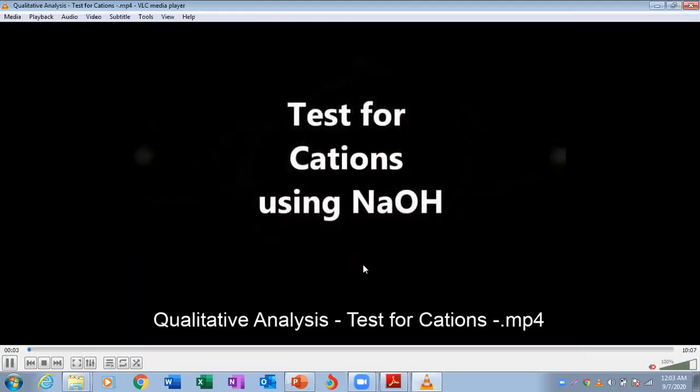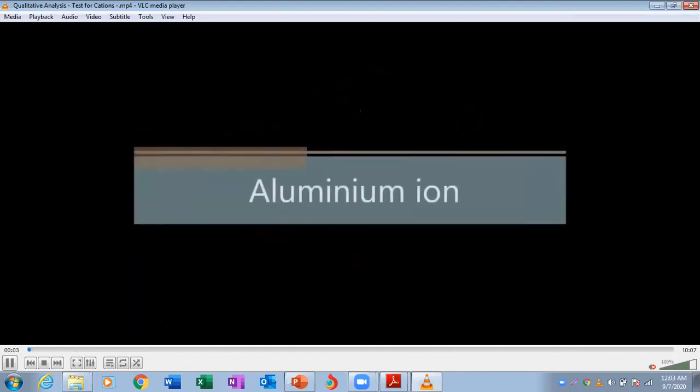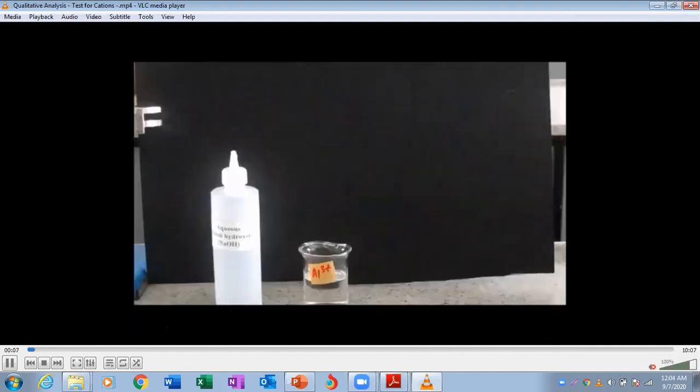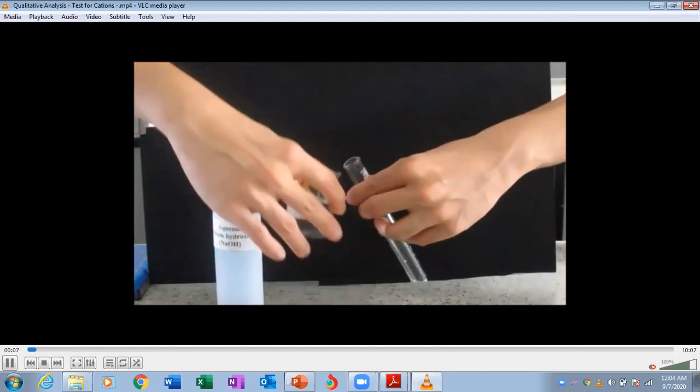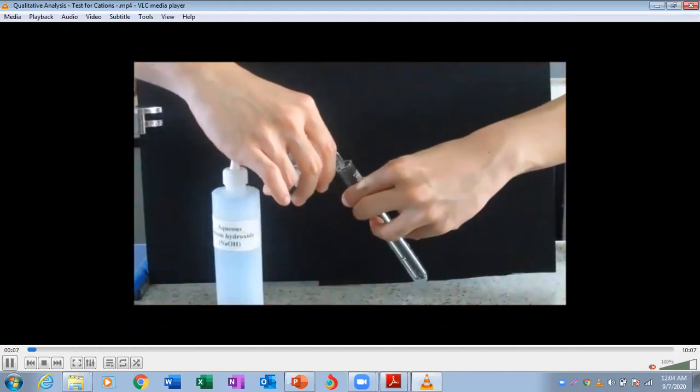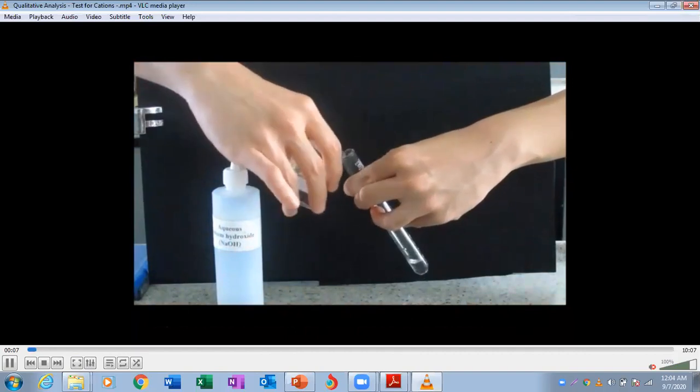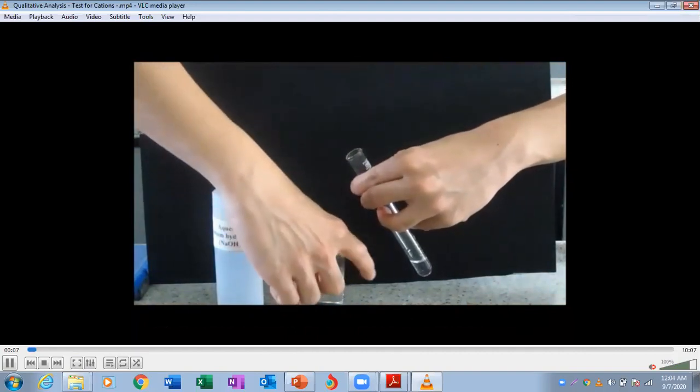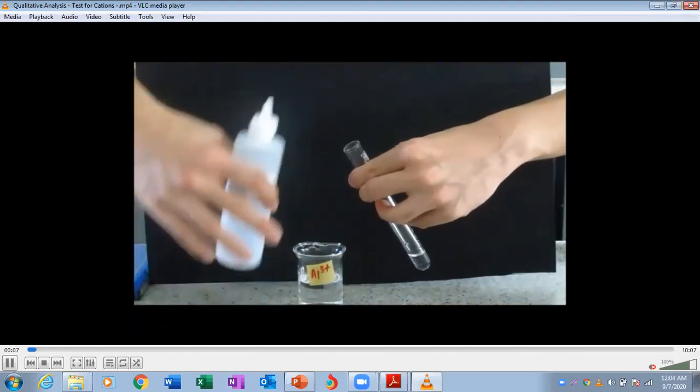Now I am moving towards this video, which is also soundless: testing for the cations by using sodium hydroxide. Just observe what is going on. First of all, we have the aluminum ion. The solution of the salt keeps the aluminum, like aluminum nitrate, aluminum chloride, just anything. The solution has the aluminum ion.